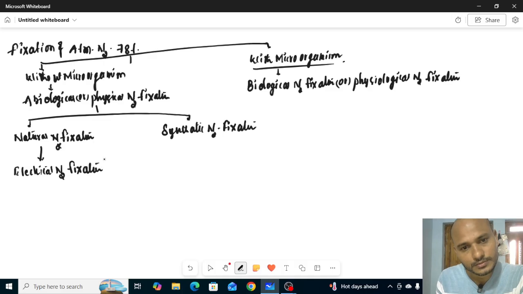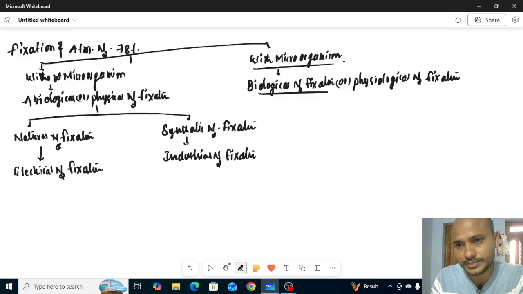In biological nitrogen fixation, microbes are used. Microbes are used to fix atmospheric nitrogen and convert it into ammonium ion. The microbes used in biological nitrogen fixation are called diazotrophs.